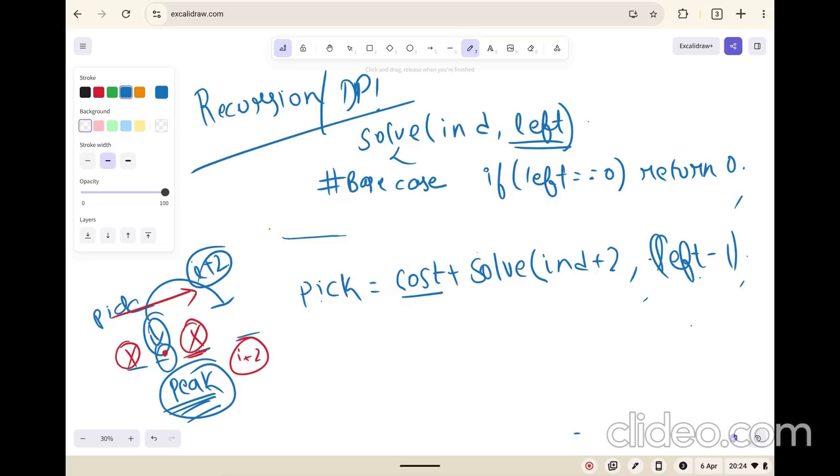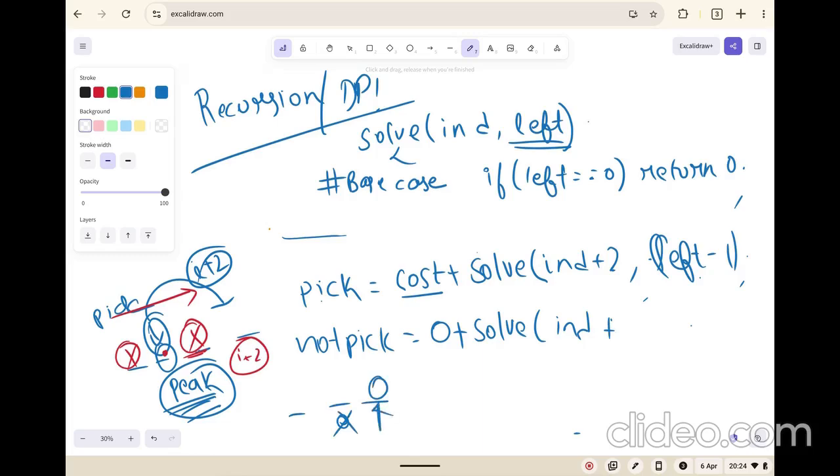All right, let's say you think, no, I won't be picking this up. So you will add a 0 to your cost and the solve function will go to index plus 1. Let's say you thought, no, I don't want to make this element a peak. Left remains left in that case. And you need to find the minimum of pick comma not pick.